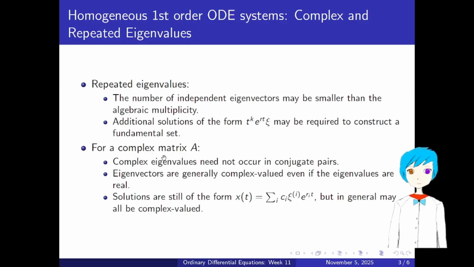Finally, if the coefficient matrix A is complex valued, then the complex eigenvalues need not occur in conjugate pairs. The eigenvectors are generally complex valued even if the eigenvalues are real. Therefore, the solutions may be complex valued and we may not be able to get real valued solutions.